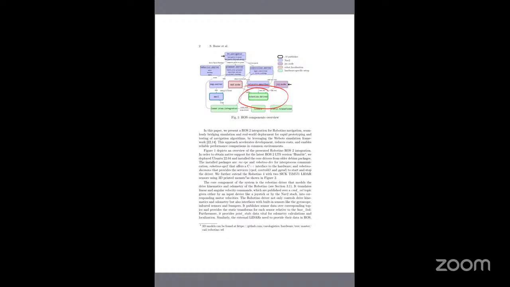The external LiDAR is already connected, the SICK TIM571 LiDAR. With the help of this, we can publish data on ROS topics, for example scan front, scan rear. This laser scan data we can use in AMCL, localization, SLAM, mapping, Nav2 planner, and obstacle avoidance.